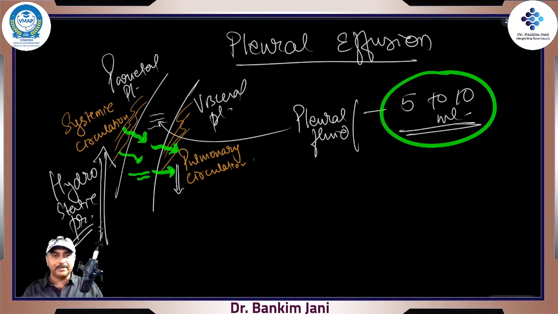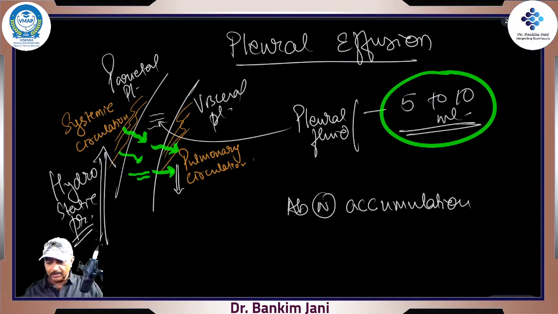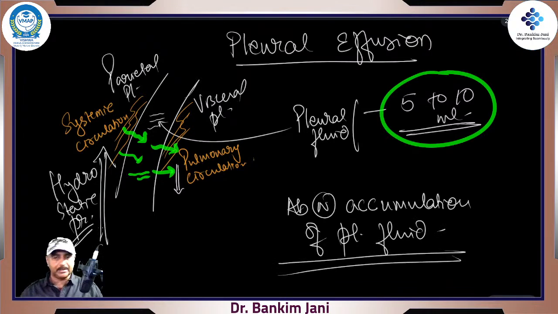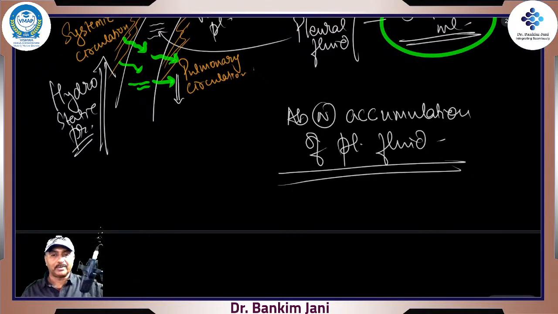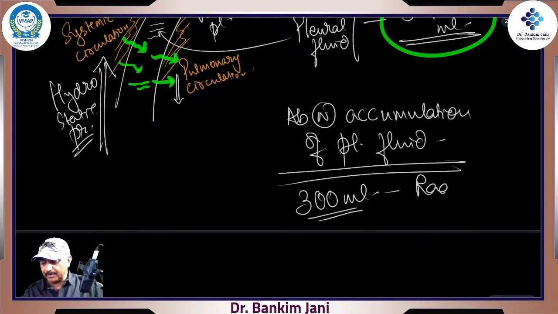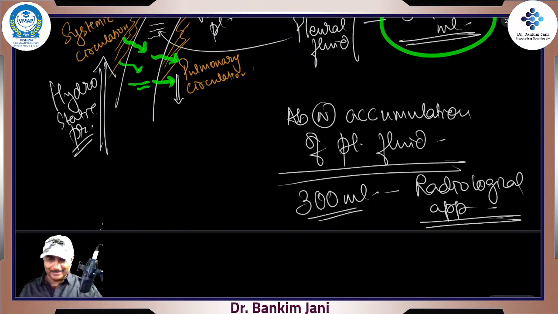We want to know that pleural effusion is what? The abnormal accumulation of pleural fluid. This is what really happens in pleural effusion. How much more? 300 ml should accumulate, and then it will start giving a radiological appearance. Now you'll say 300 ml. Well, at times it is in liters. So we'll see that. Why should it really occur?